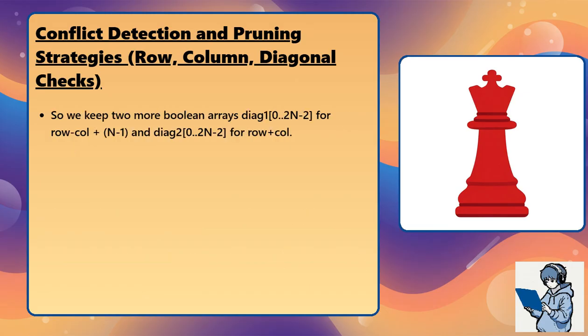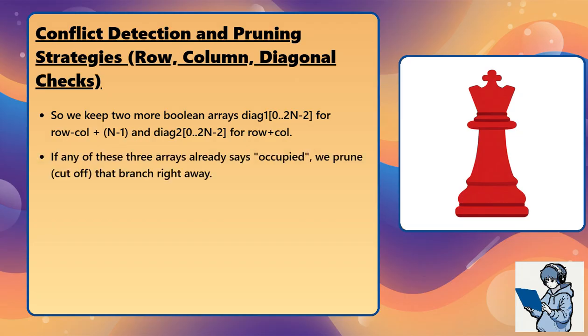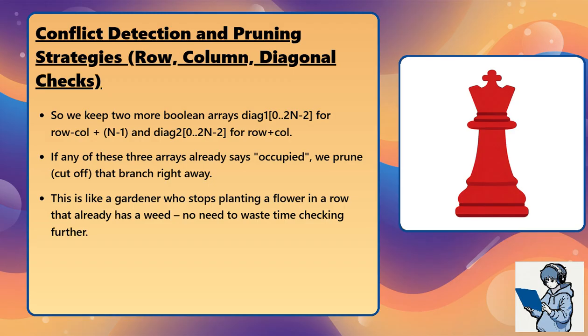So we keep two more Boolean arrays: diag1, from 0 to 2n-2, indexed by row minus col plus n-1, and diag2, from 0 to 2n-2, indexed by row plus col. If any of these three arrays already says occupied, we prune, that is, cut off that branch right away. This is like a gardener who stops planting a flower in a row that already has a weed, no need to waste time checking further.